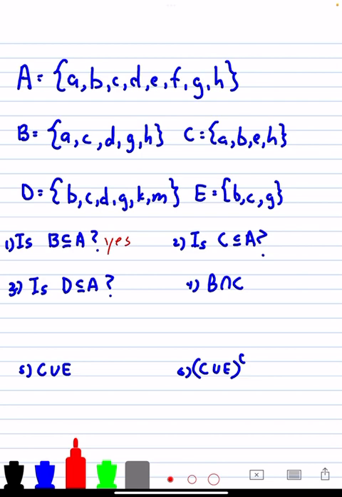Now let's go to number 2. Is C a subset of A? Yes, it is, because we have A, B, E, and H for C. All of these are under the set A. So that would be a yes.